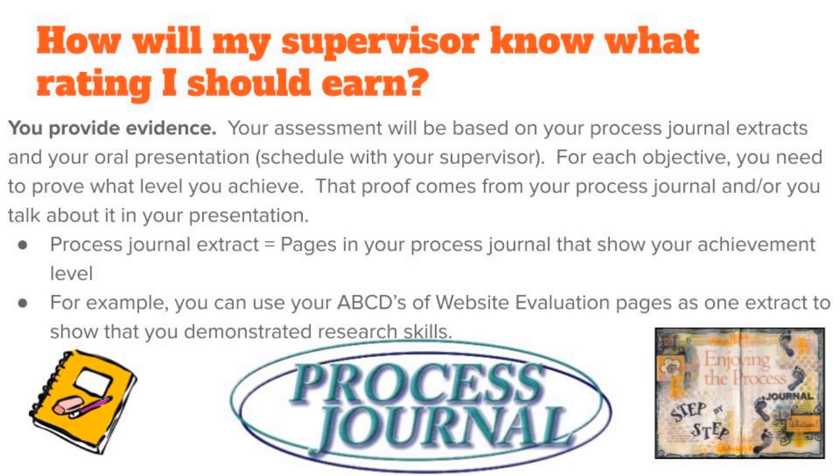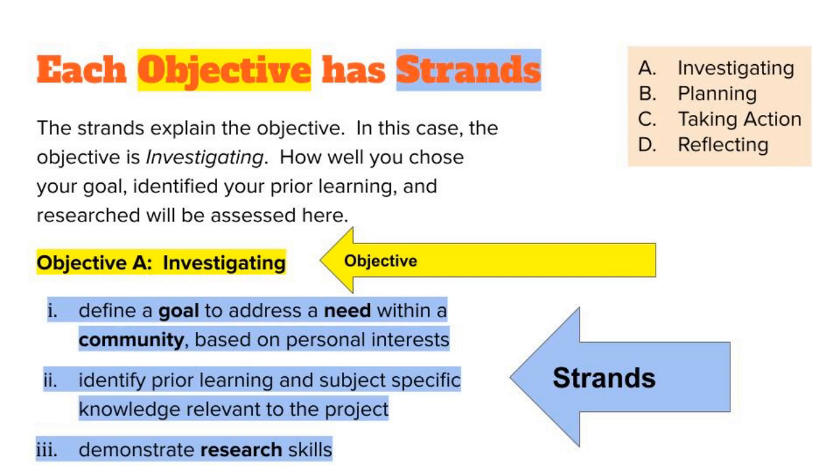Process journal extracts are pages in your process journal that you use as proof to show your achievement level. For example, you can use your ABCDs of website evaluation pages as one extract to show that you've demonstrated research skills. Each of the 4 objectives has 3 descriptors. We call those strands. The strands explain the objective. In this case, the objective is investigating. How well you chose your goal, identified your prior learning, and researched will be assessed here.